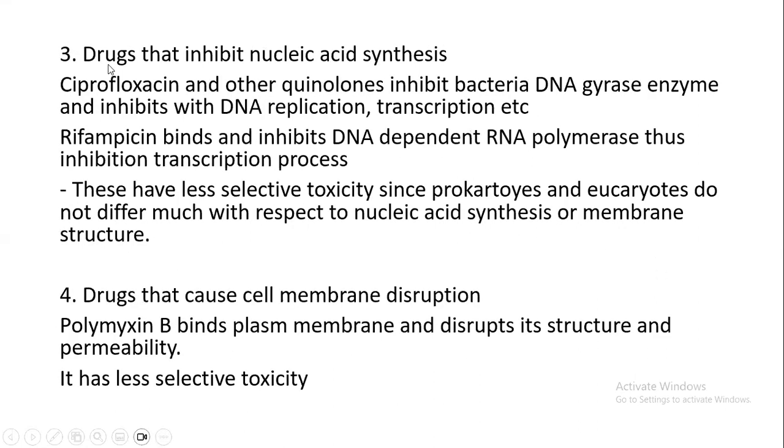The third category are drugs that inhibit nucleic acid synthesis. Examples include ciprofloxacin and other quinolones that will inhibit the enzyme DNA gyrase, which is important for unwinding of DNA during DNA replication and transcription processes. Rifampicin antibiotic also binds and inhibits the enzyme DNA-dependent RNA polymerase, which is required for the transcription process, inhibiting transcription. These drugs have less selective toxicity since prokaryotes and eukaryotes do not differ much with respect to the nucleic acid synthesis or the membrane structure.